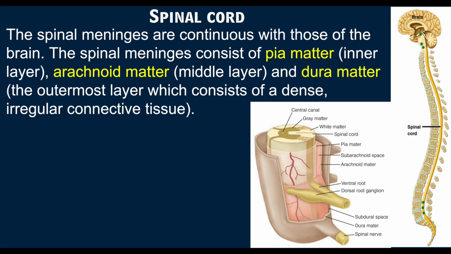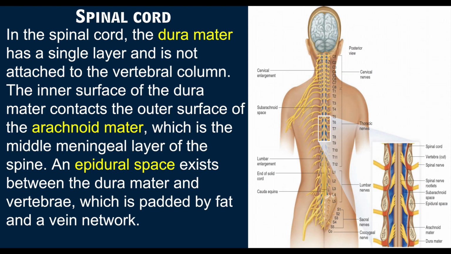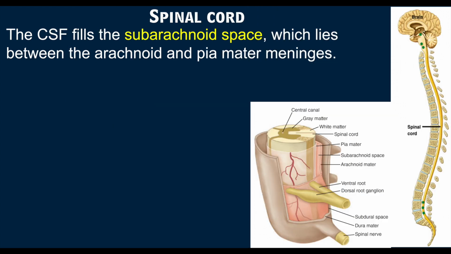The spinal meninges consist of the pia mater, the inner layer, the arachnoid mater, the middle layer, and the dura mater, the outermost layer, which consists of dense irregular connective tissue. In the spinal cord, the dura mater has a single layer and is not attached to the vertebral column. The inner surface of the dura mater contacts the outer surface of the arachnoid mater, which is the middle meningeal layer of the spine. An epidural space exists between the dura mater and vertebrae, which is padded by fat and a vein network. CSF fills the subarachnoid space, which lies between the arachnoid and pia mater meninges.